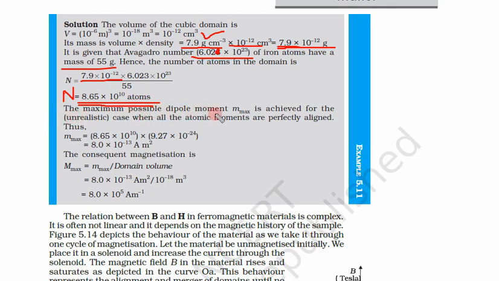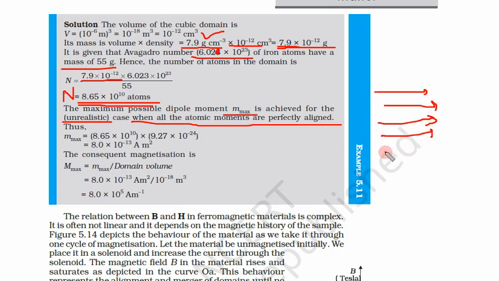The maximum possible dipole moment, m max. The maximum possible is achieved for the unrealistic case. This case is unrealistic, it is not possible in reality, but we are assuming that this is true, when all atomic moments are perfectly aligned. So this case is only when all are aligned in the same direction. This is not true, but we are assuming that it is. In reality, it will never happen. So m max is equal to all of the atoms.